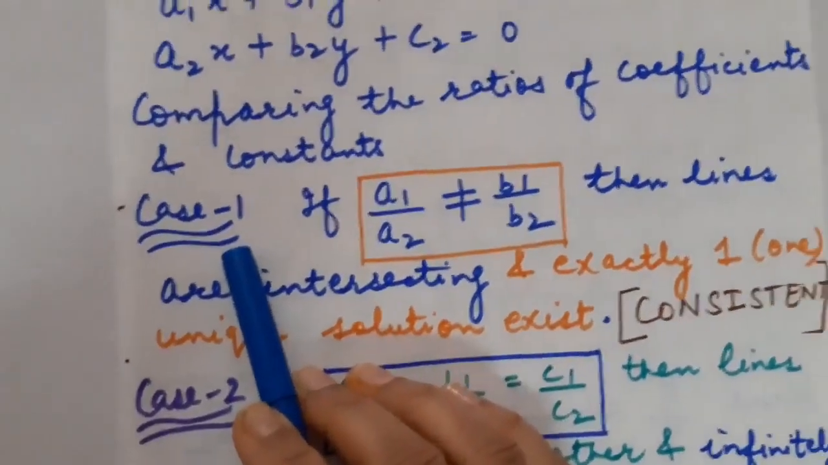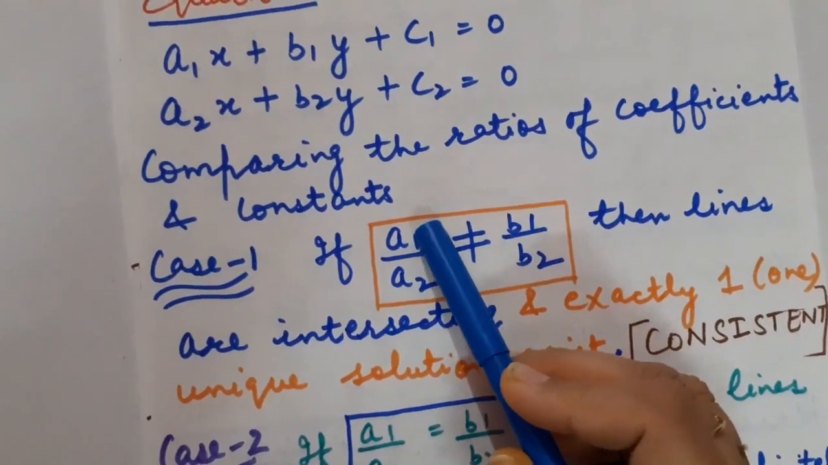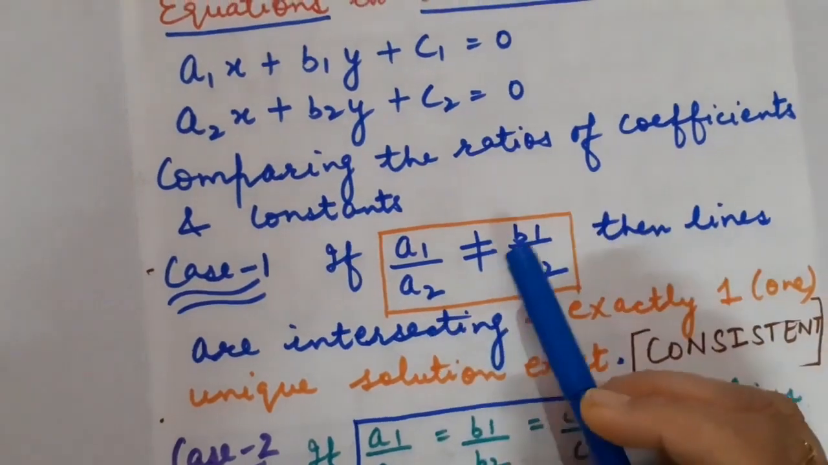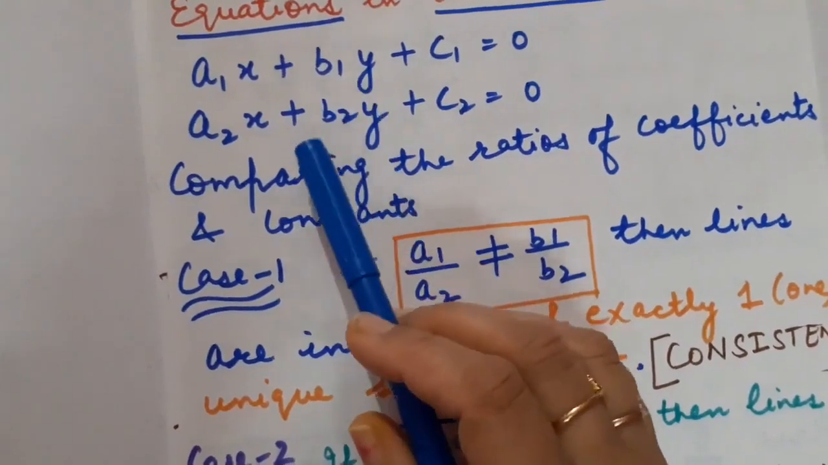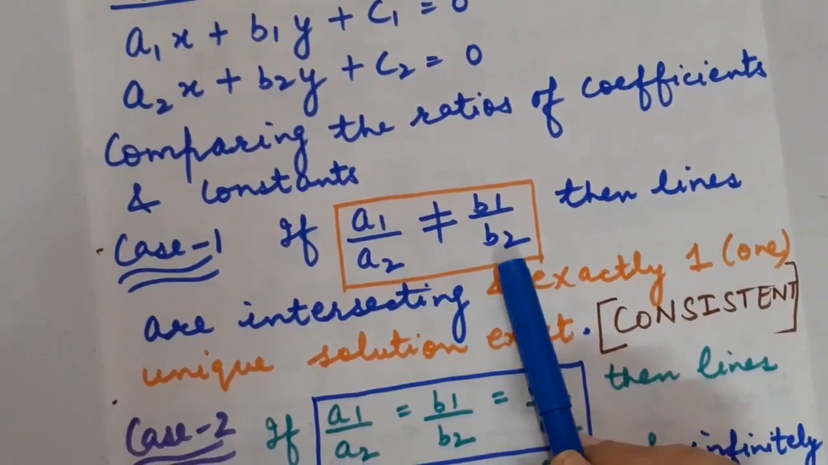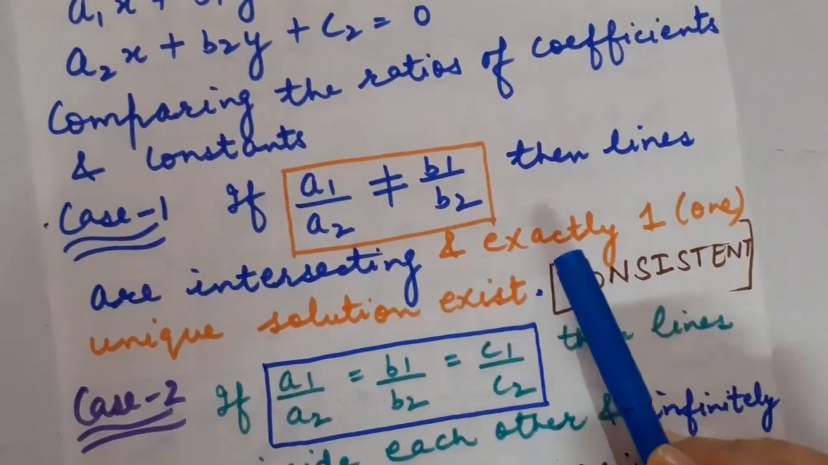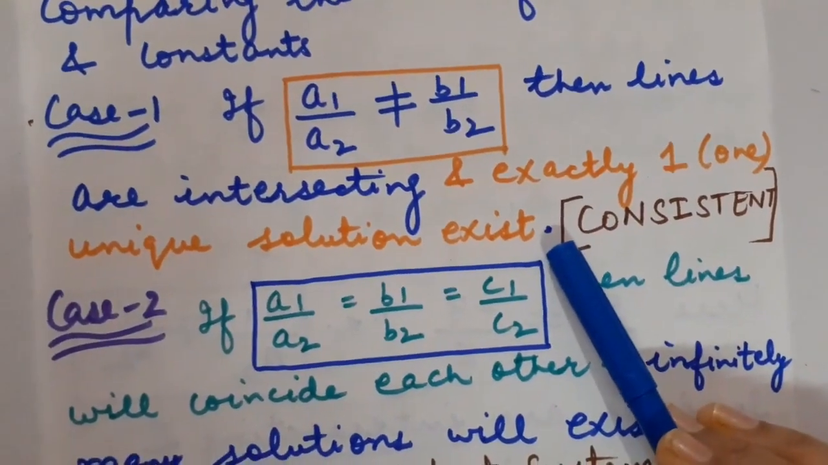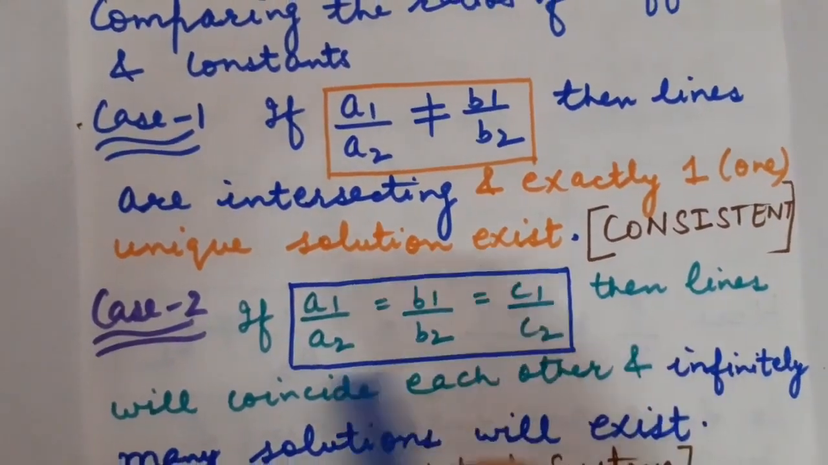So case number 1: if a1 upon a2, meaning the coefficient of x in the first equation and the coefficient of x in the second equation, is not equal to b1 upon b2, that is the coefficient of y in equation number 1 and the coefficient of y in equation number 2, so they are not forming an equal ratio, then the lines will be intersecting each other and having exactly one solution, or I can call it a unique solution. You have seen in the previous video.